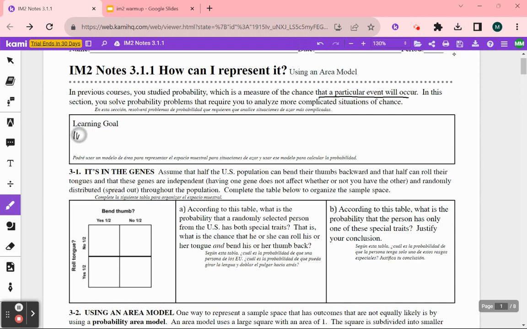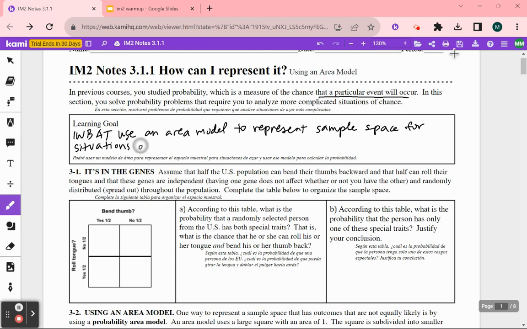Our learning goal: I will be able to use an area model to represent sample space for situations of chance and use that model to calculate probabilities. Period.